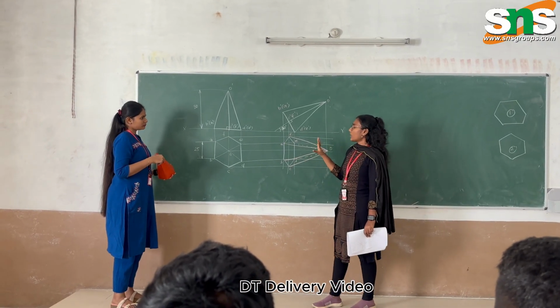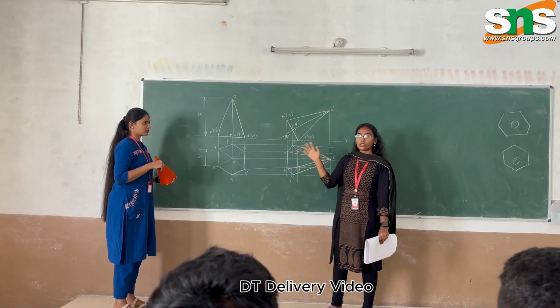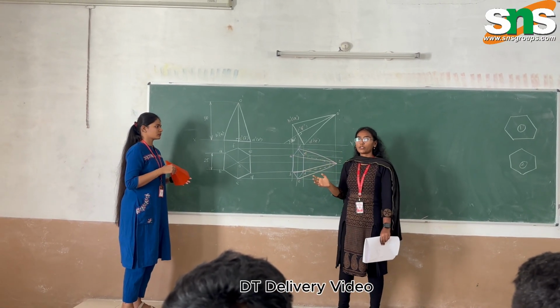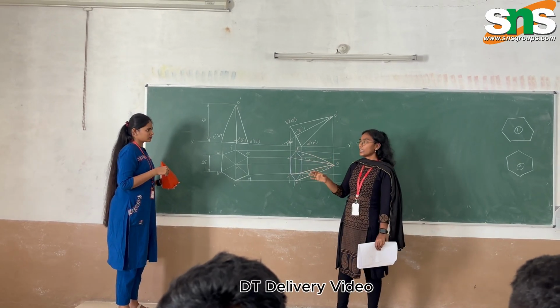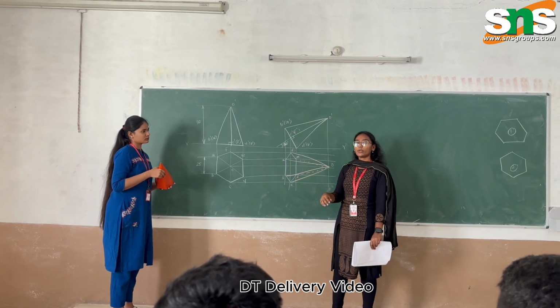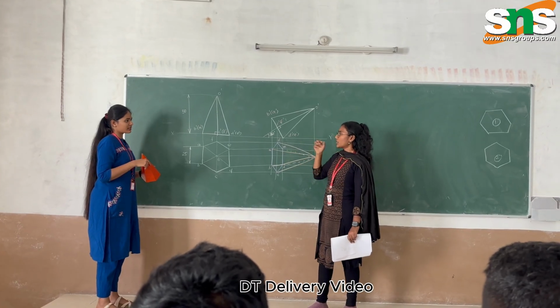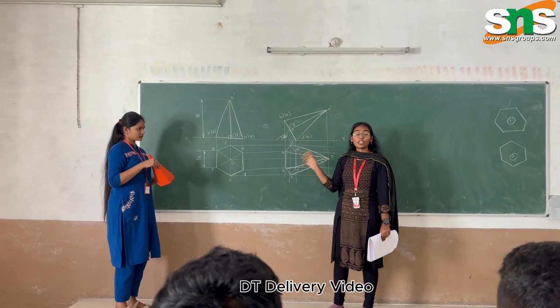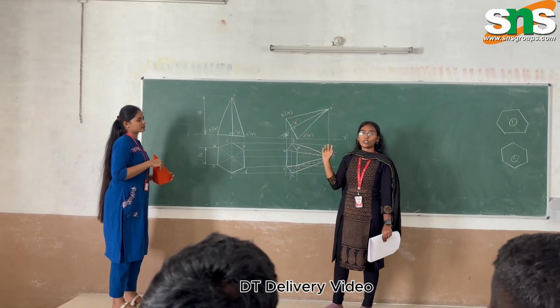So in a nutshell, this is a question based on projection of solids, and we have discussed the hexagonal pyramid. Basically, we have 2 types when it comes to hexagon. One is inclined at its edge, the other is inclined at the corner. Here we have discussed the question which is inclined at its edge, and the angle is also given, which is 30 degrees.